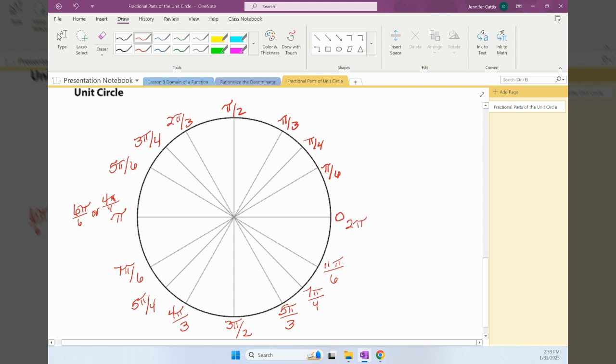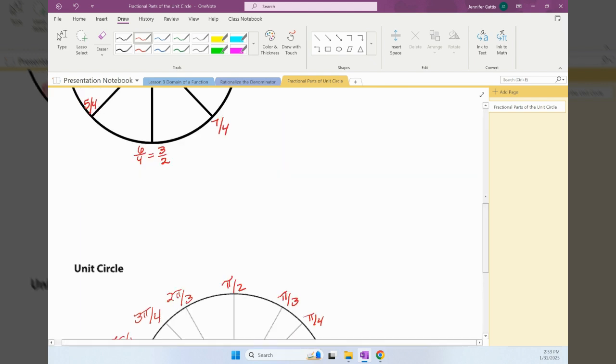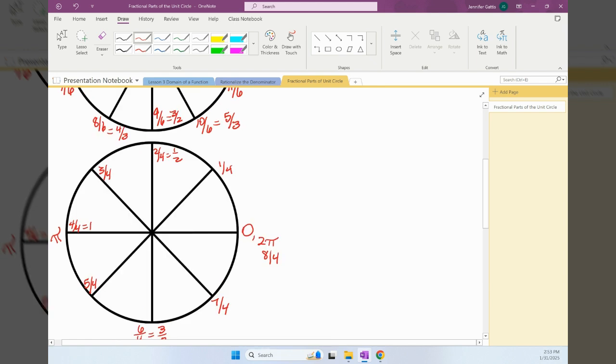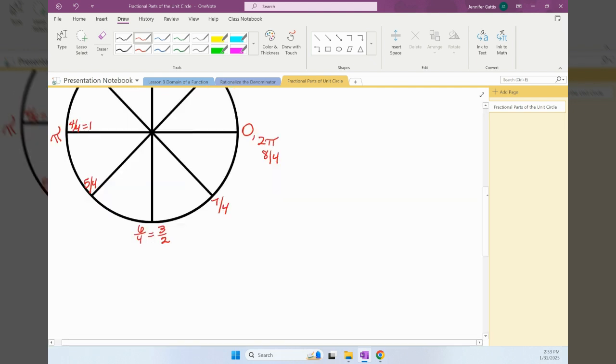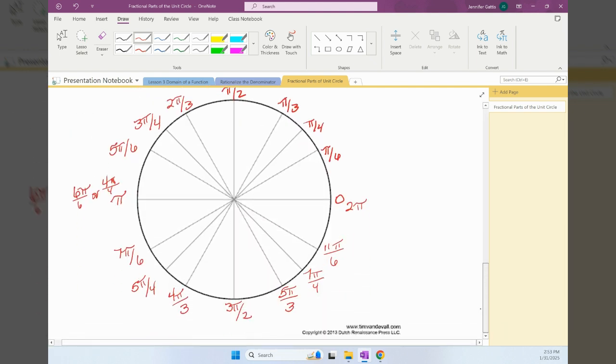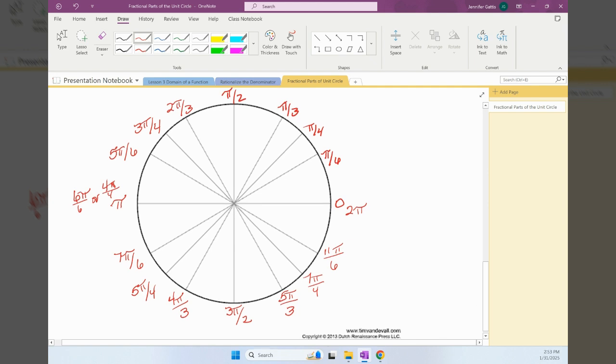So you should notice that all of these numbers came from dividing one circle into either 8 equal parts, where each hemisphere has 4 parts, or 12 equal parts, where each hemisphere has 6 parts. And that is all we need to do to determine what our radian measures are for our unit circle.